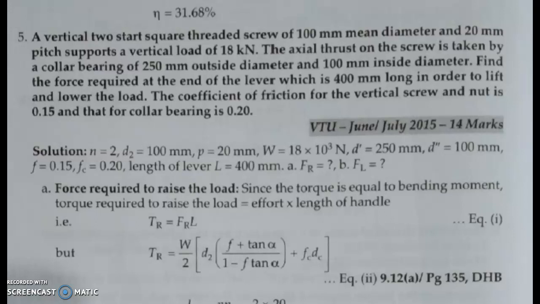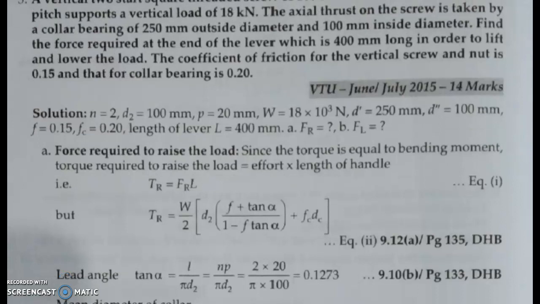Now they are asking about the coefficient of friction. Sorry, the coefficient of friction is already given. We can find out the values of Fr and Fl. Force required to raise the load, that is Fr. How will you find it? The general equation for torque is effort into length, that is TR is equal to Fr into L. We have to find the value of Fr. TR we can find using the equation W by 2 into D2 into (F plus tan alpha) divided by (1 minus F tan alpha) plus F_c into Dc. It is already given in our data book.